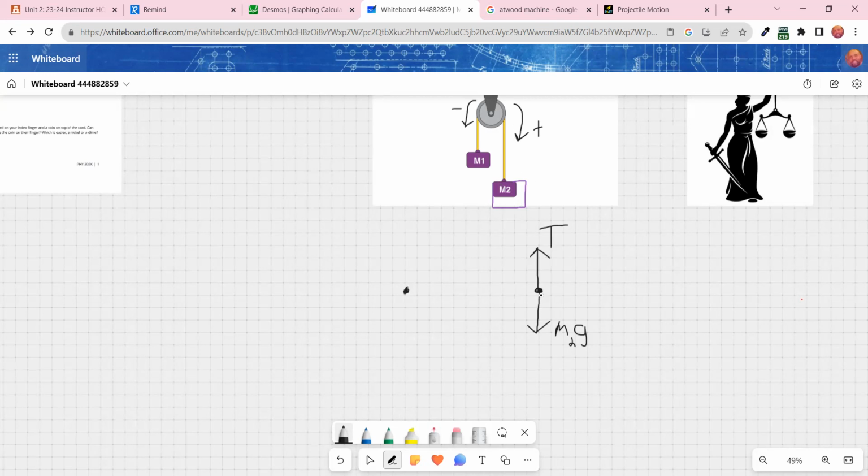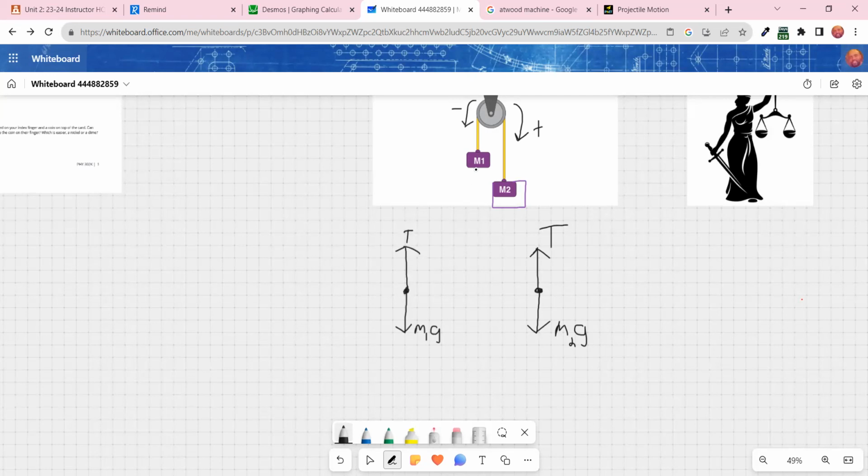We have the weight of the block going down, and we have the rope pulling it up. And that's it. Nothing else acting upon it. Likewise, over here, we have the weight of the block pulling it down, M1G, and we have tension pulling it up.